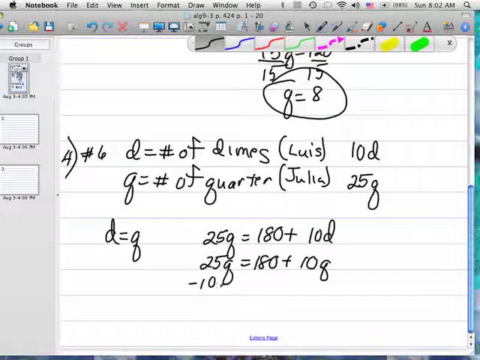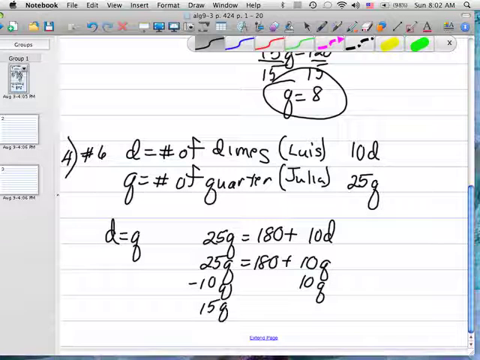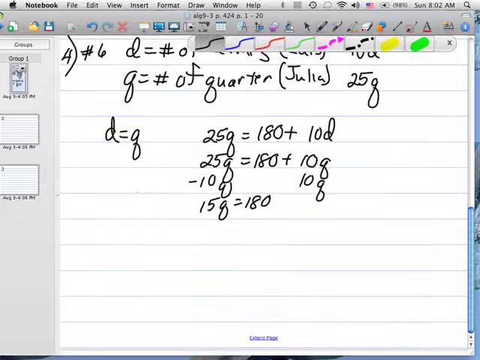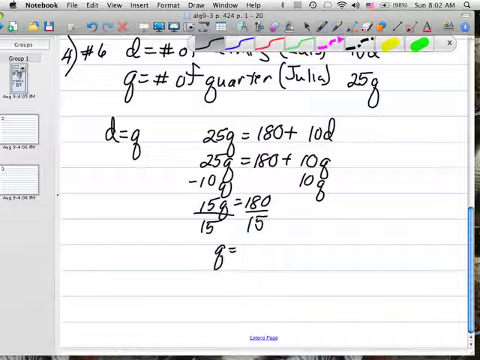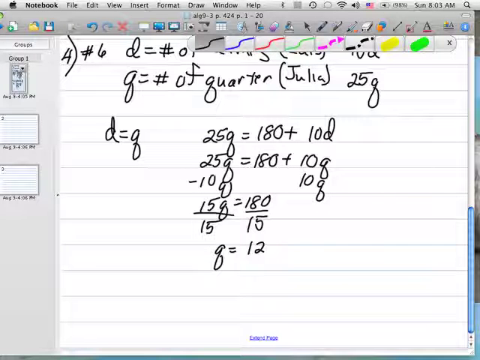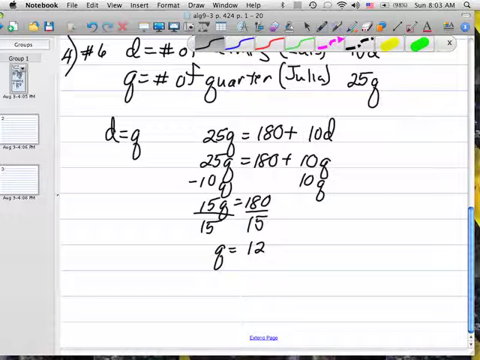Subtracting 10Q from both sides, we get 15Q equals 180. Divide by 15. We get Q equals 12, since 15 goes into 18 once and into the 30 twice. So there are 12 quarters, and that would be the number of coins for Julia.